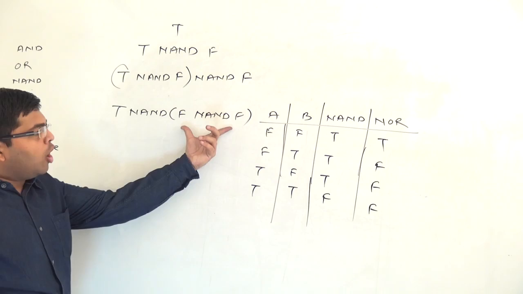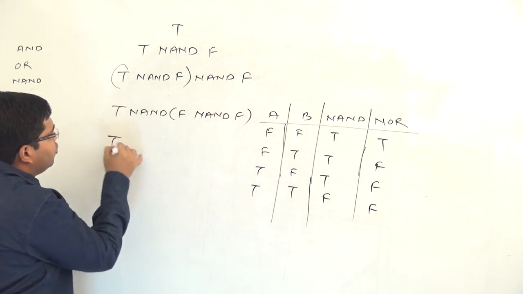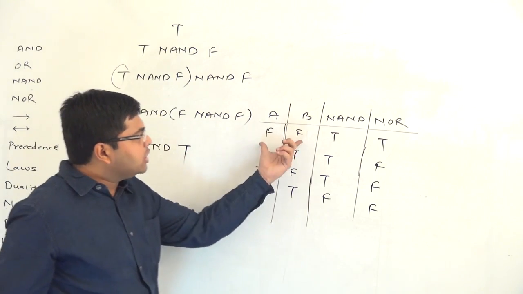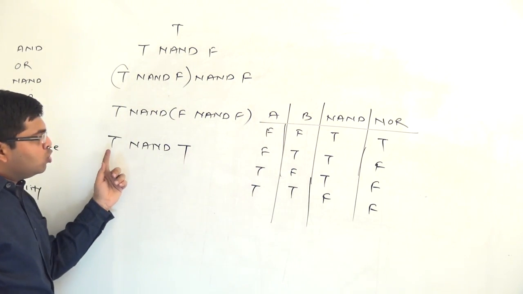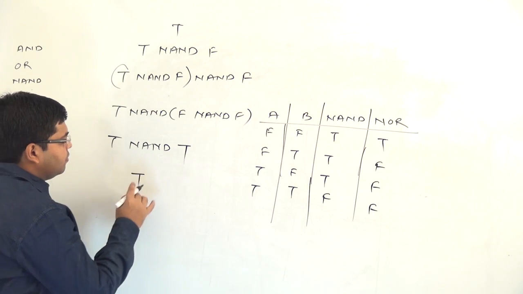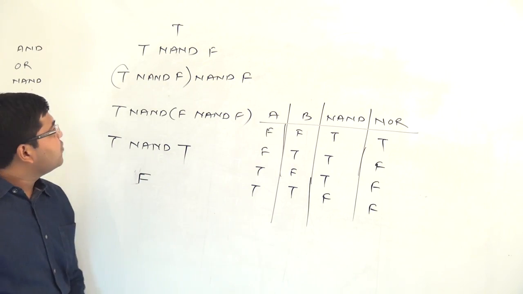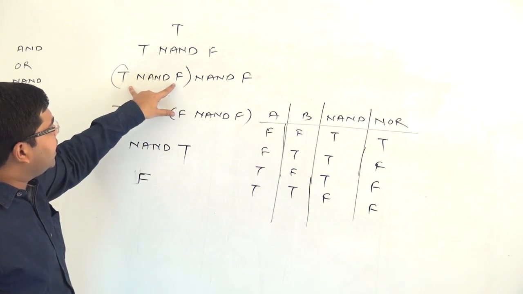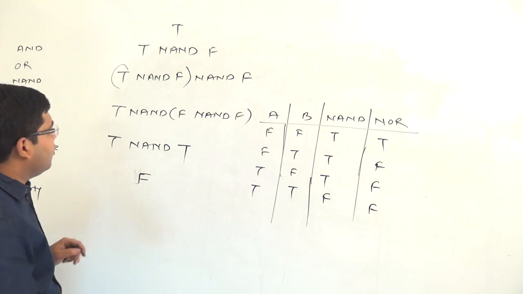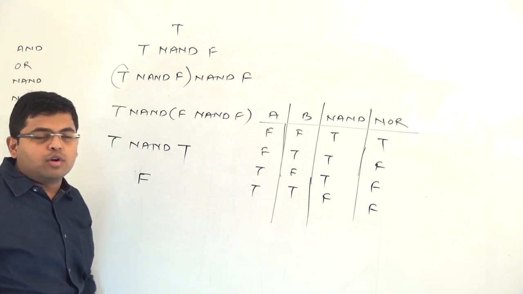But whenever you do false NAND false, the result will be true. So this will become true NAND false, and false NAND false will be true. And whenever you do true NAND true, the result will be false. Now see, whenever you NAND this bracket first and then the outermost, the result will be true. But whenever you bracket this first and then this, the result is coming out to be equal to false.